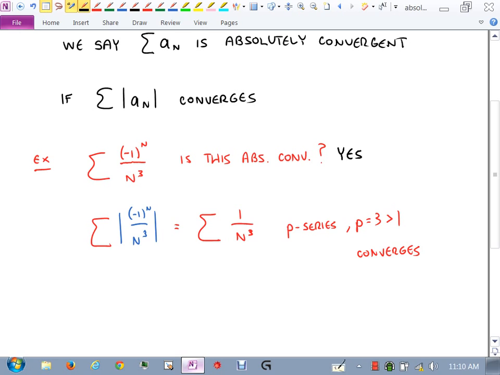So when you're looking at whether or not something's absolutely convergent, you look at the absolute values, but your conclusion refers back to this one. This is absolutely convergent, right? Now, the next natural question would be, well, was it convergent to begin with? Not absolutely convergent, but was that even convergent to begin with? Let's see.